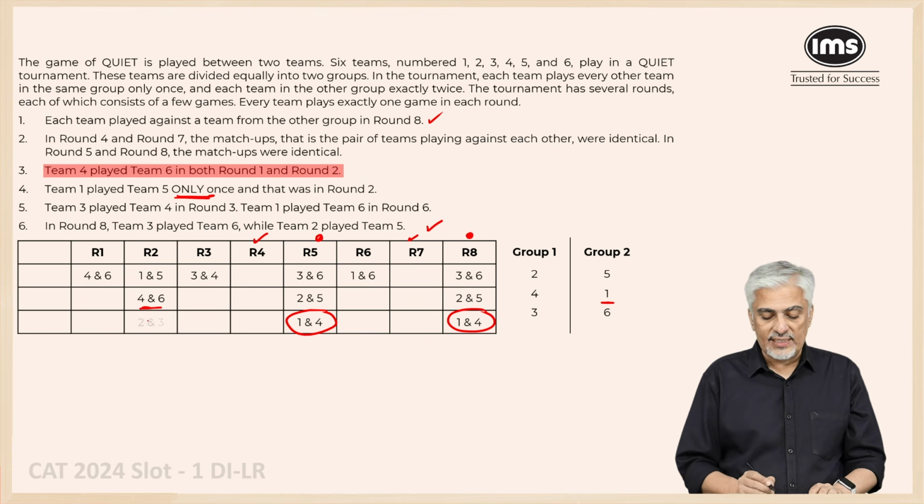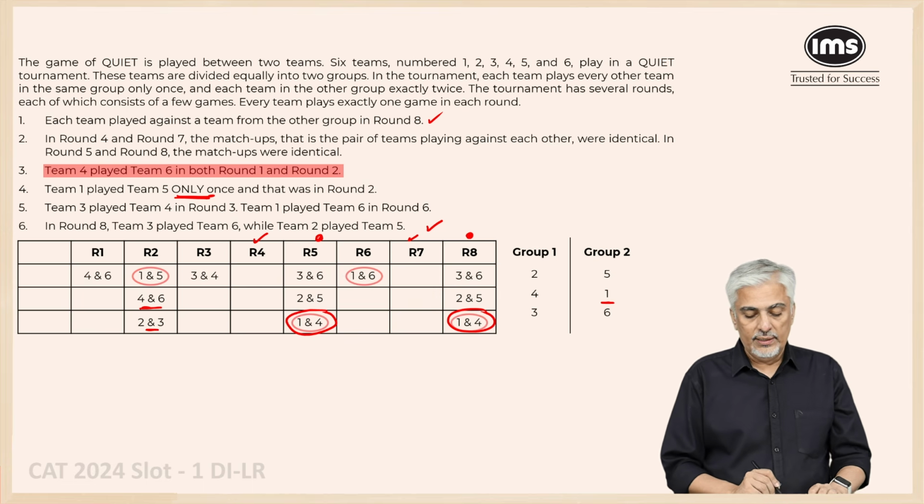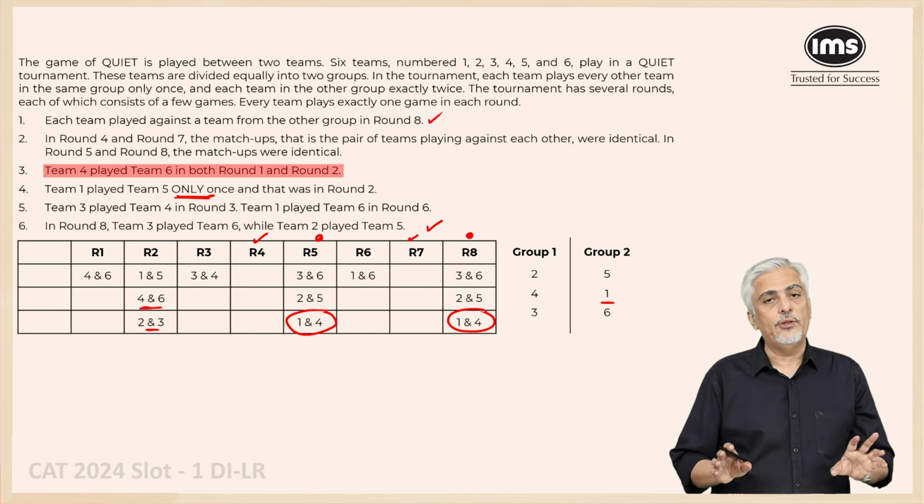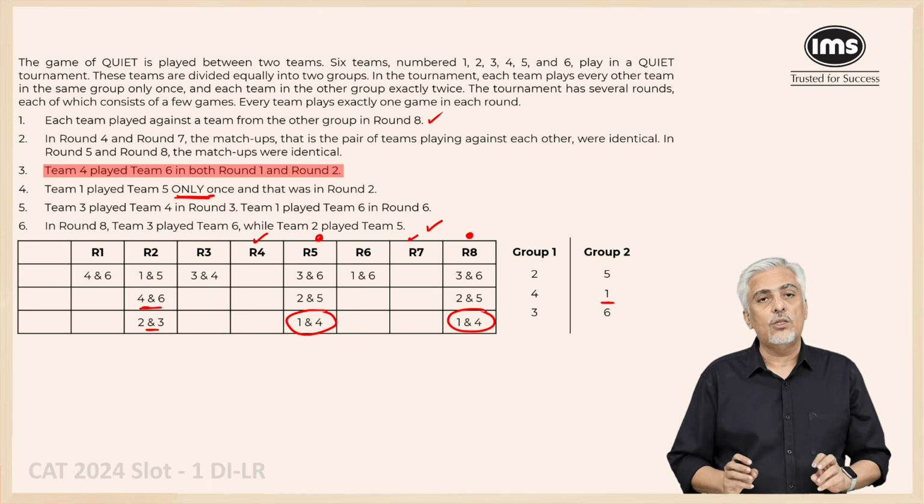Okay, now I've got a 4 and 6 over here. So I'll definitely get a 2 and 3 over here. That's the third thing missing. Now after that, all the points are over. I used up all the information. I still had a lot of missing data.